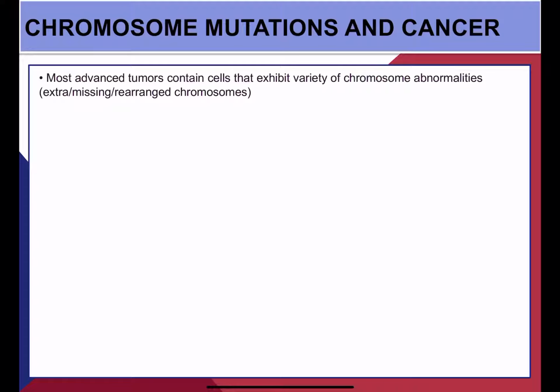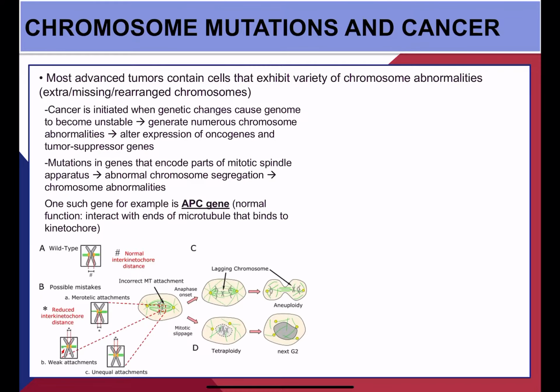If one was to look at a karyotype of a cancer cell, a lot of times things would look pretty bizarre. There may be a variety of different chromosome abnormalities, and a lot of these involve extra, missing, or rearranged chromosomes, as we have already talked about. Now, remember, the cancer is initiated when genetic changes cause the genome to become unstable, chromosome instability, for example. It can generate numerous chromosome abnormalities. Once you've got one started, it's easier to have more mutations and more abnormal stuff going on.